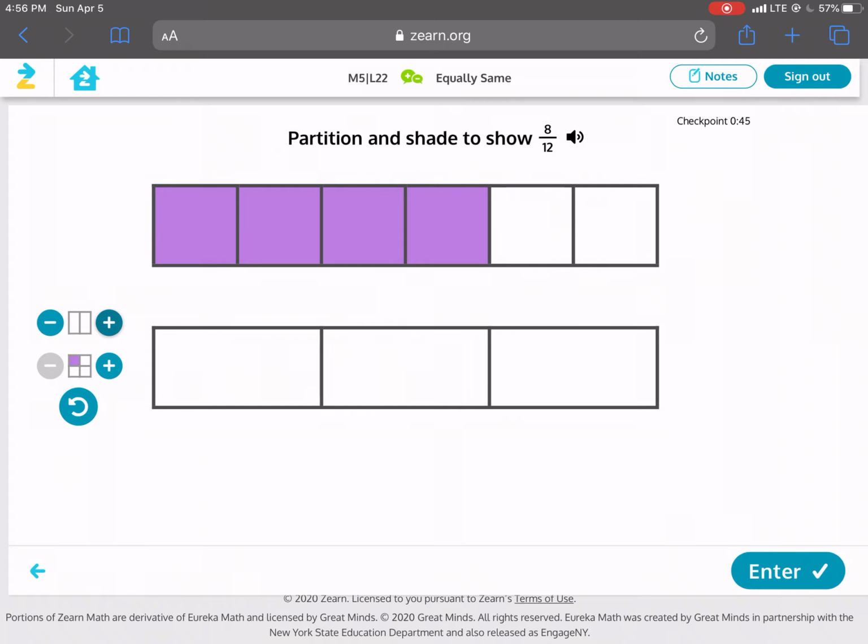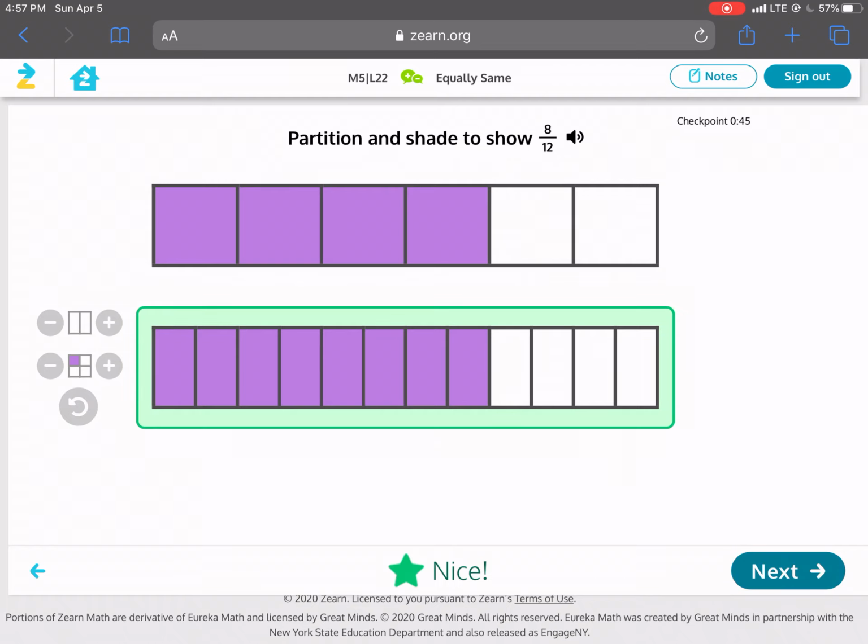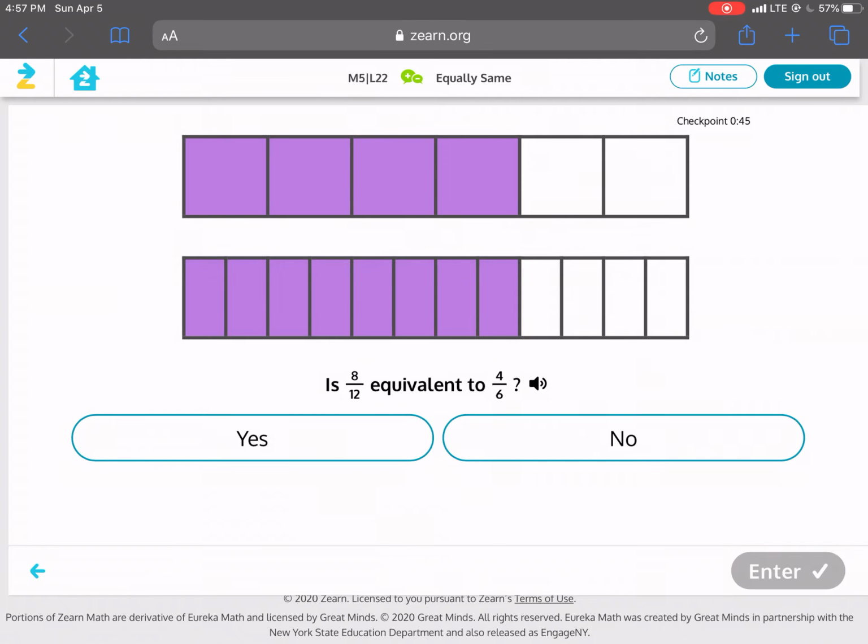So I need 12 pieces. 1, 2, 3, 4, 5, 6. Let's see. 1, 2, 3, 4, 5, 6, 7, 8, 9, 10. 11, 12. There we go. Now we need to color in or shade in 8 pieces. 1, 2, 3, 4, 5, 6, 7, 8. As you can see, those two fractions are equivalent.